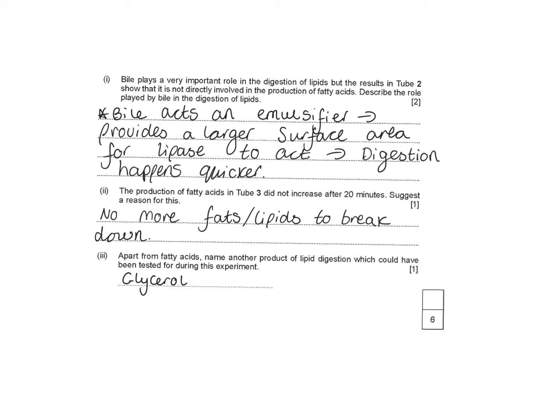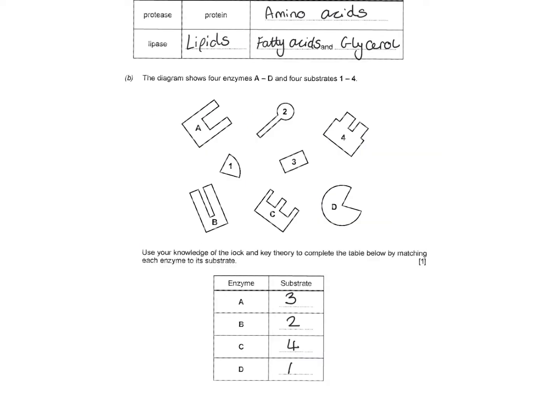Bile acts as an emulsifier, provides a larger surface area for lipase to act. Digestion happens quicker. The production of fatty acids in tube 3 did not increase after 20 minutes. There's just a reason for this. No more fats or lipids to break down. Apart from fatty acids, name the other product. It's always fatty acids and glycerol.